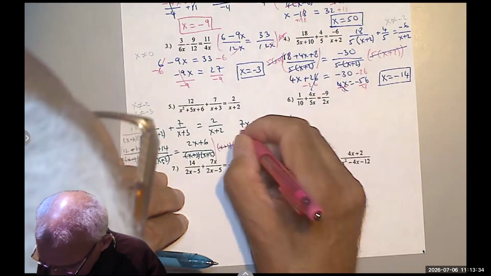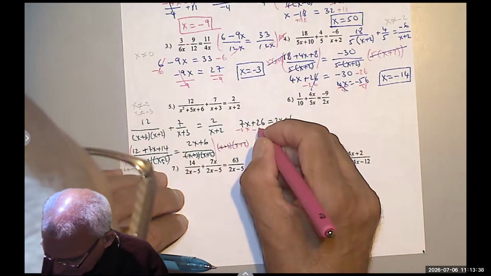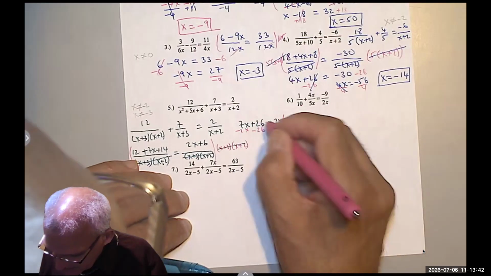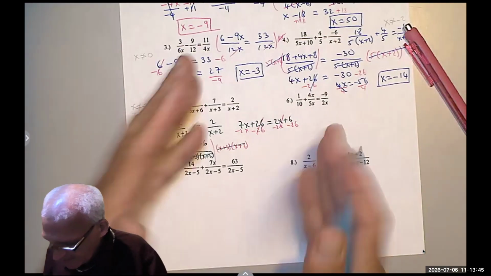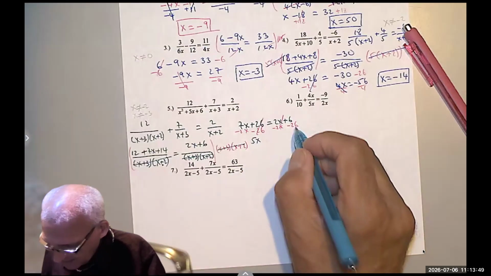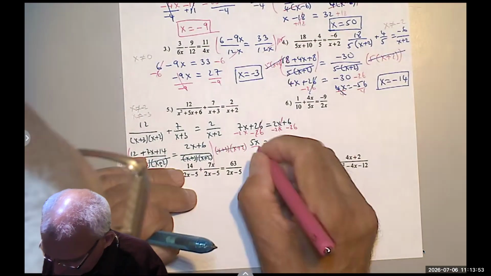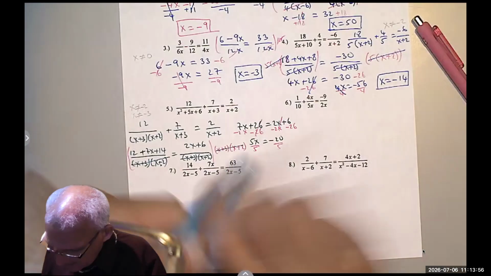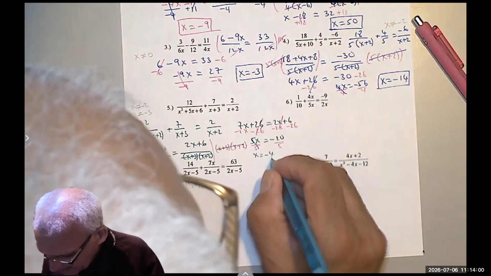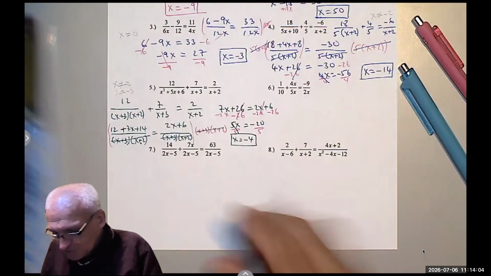I'm going to subtract 2x from both sides and simultaneously subtract 26 from both sides, just to save space. 7x minus 2x is 5x. 6 minus 26 is negative 20. Dividing by 5, I get x is negative 4. Neither negative 2 nor negative 3, so I don't have a problem. You want to check it out.